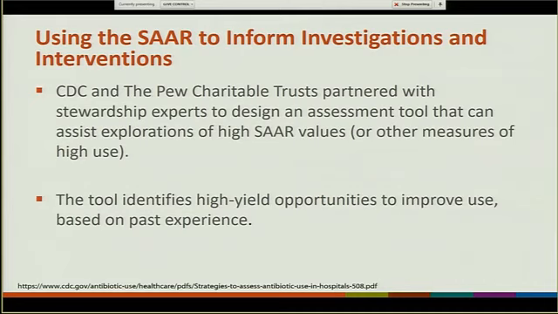The CDC and the Pew Charitable Trusts partnered with stewardship experts to design an assessment tool that can assist in the exploration of high SAAR values, or if you're not submitting the AU, other measures of high use. And the tool identifies high yield opportunities to improve use based on past experience. And so this is really a tool to be using SAAR to inform investigations and interventions. Next slide.